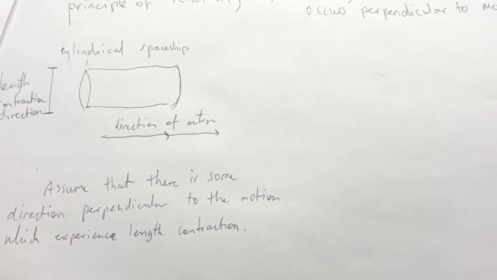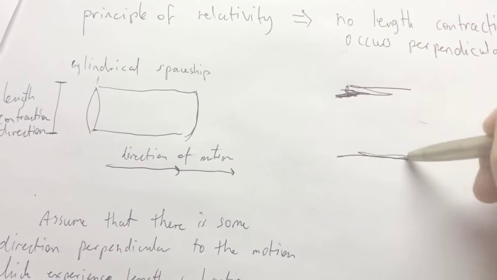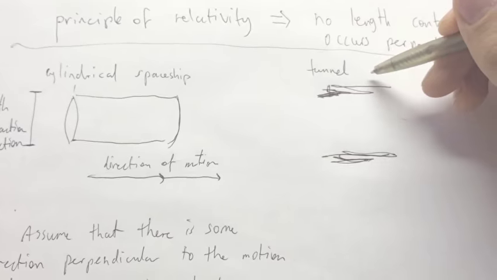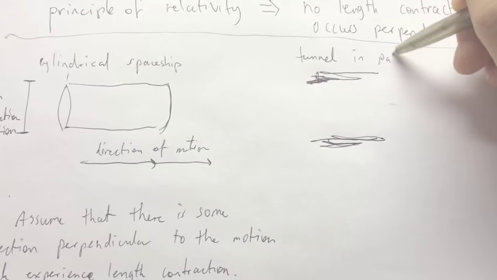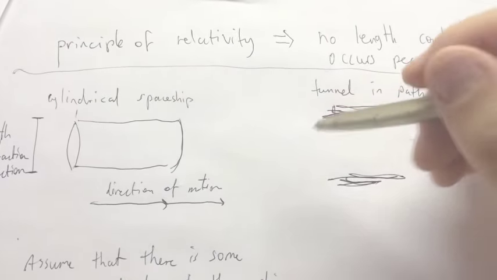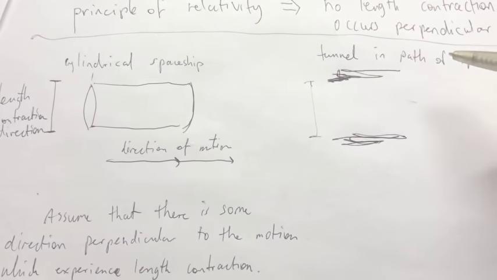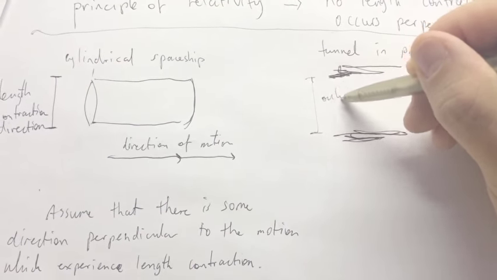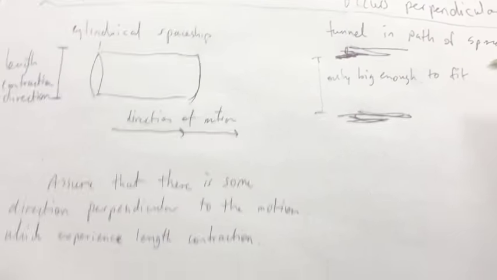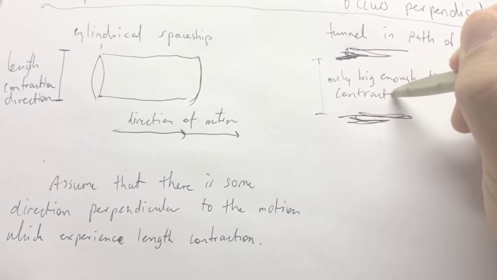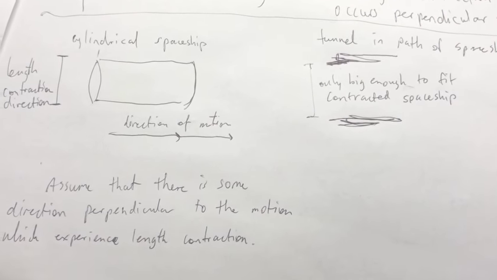And so let's say there's a tunnel in its path, and this tunnel is just wide enough, or just big enough, to fit the contracted spaceship. So it's not big enough to fit it at the normal length.